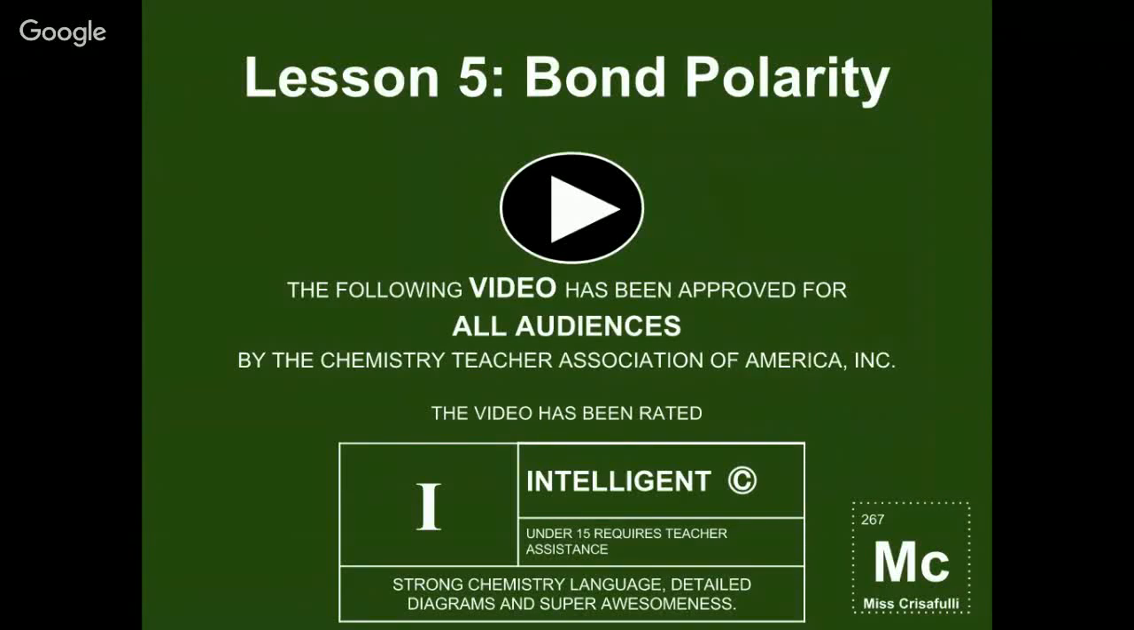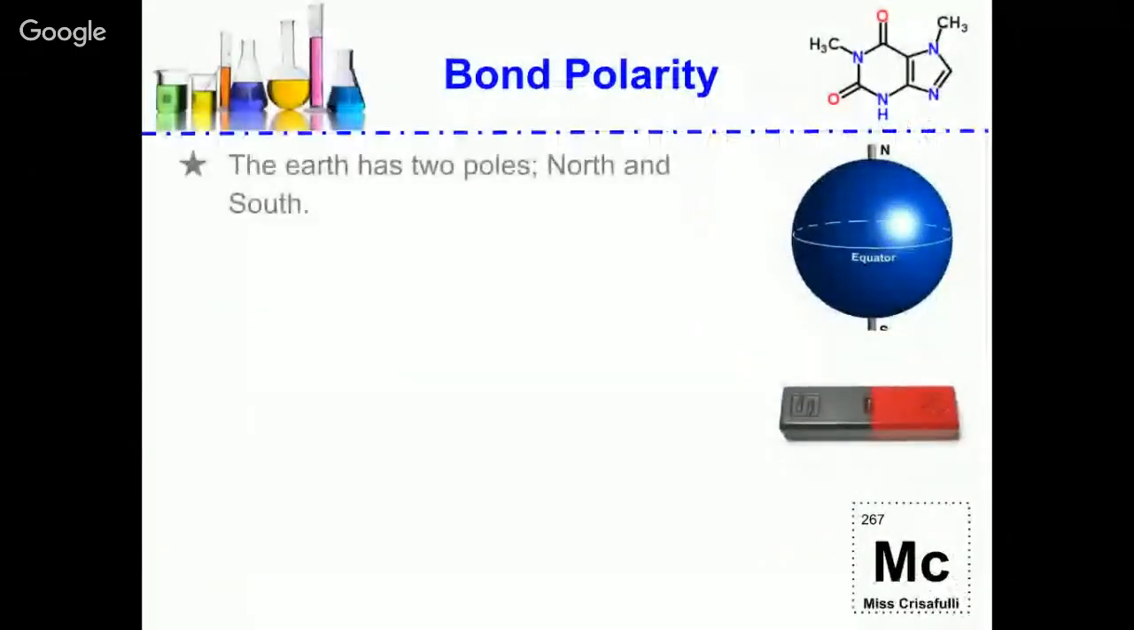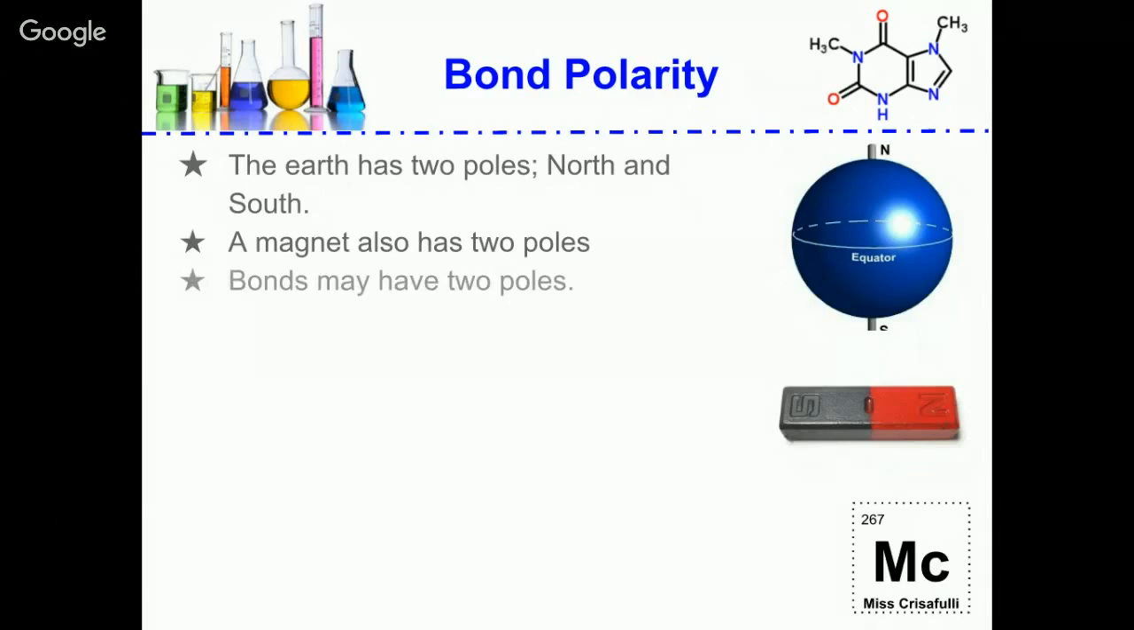Hello, AP Chemistry students, and welcome to your Unit 4, Lesson 5 summer work, which is all going to be about bond polarity. So, remember, the Earth has two poles. There's a north and a south pole. And a magnet also has two poles. Well, bonds also may have two poles.